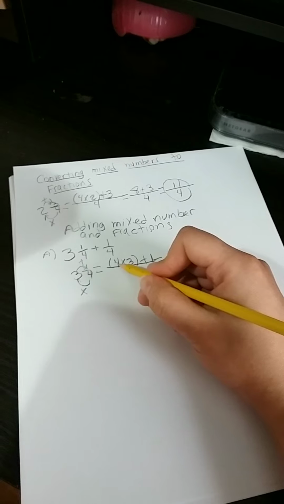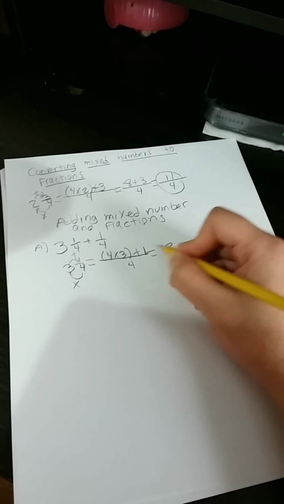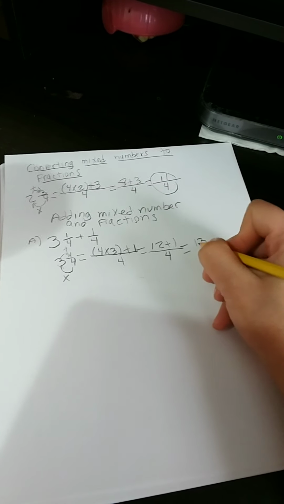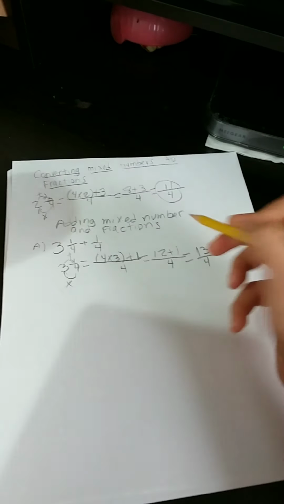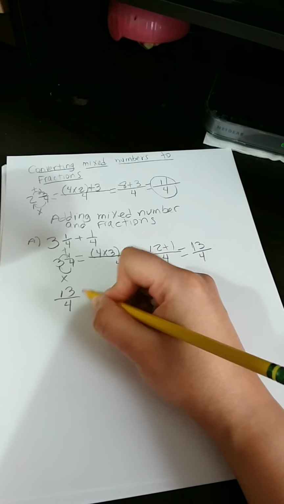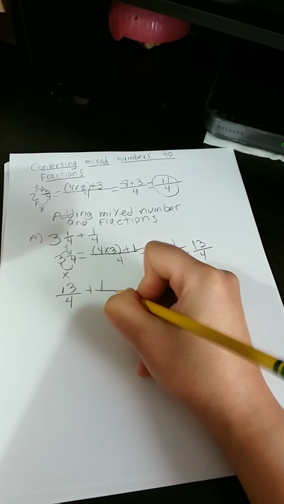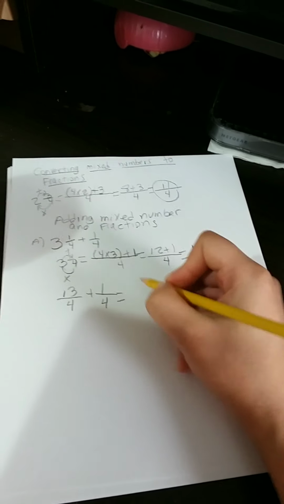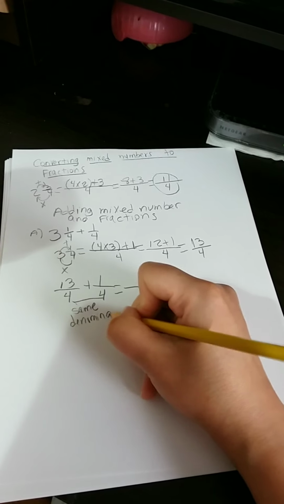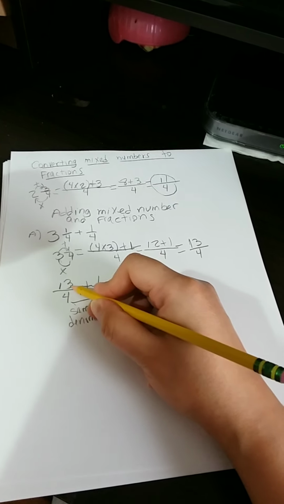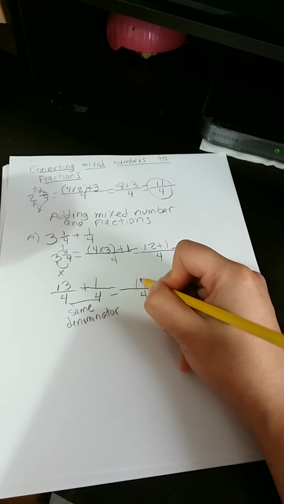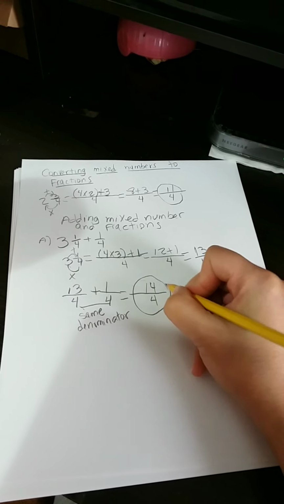Okay, so we have here 4 times 3 is 12, right? Plus 1. And we write again here the denominator. So 12 plus 1 is 13. So we already converted our mixed number and we got 13/4. But we're gonna add it to this fraction, right? What we see here is that it has the same denominator, right? So we're just gonna proceed to add the numerators, 13 plus 1 is 14, and we're gonna put the same denominator because it's the same one. And that is our answer to our problem.